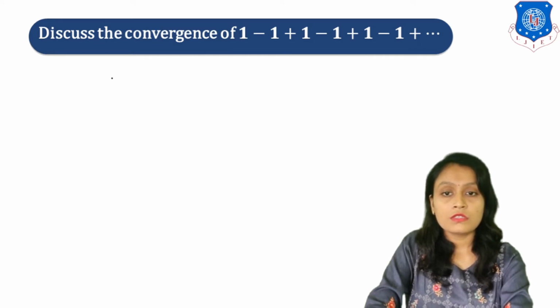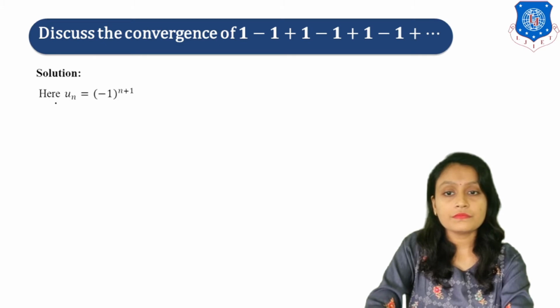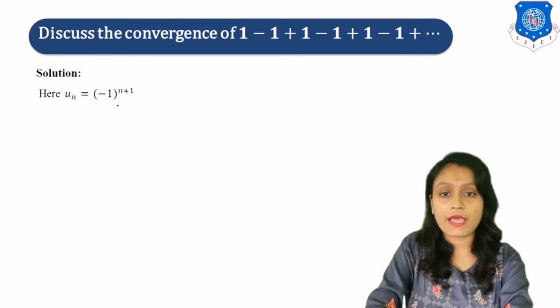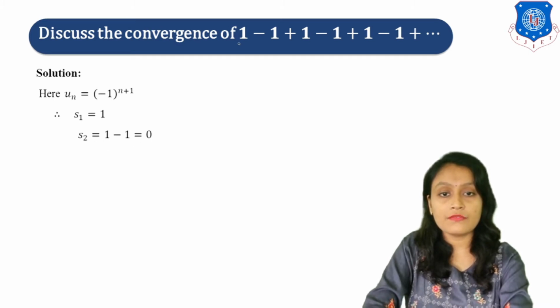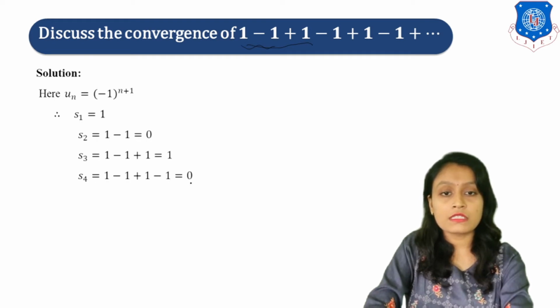So, here un is given, that is (-1) raised to n plus 1. Okay. Now, firstly S1. So, you will get here 1. Next S2, the partial sum of the first two terms. You can see from here also 1 minus 1, so it is 0. Then S3, the partial sum of the first three terms. So, from here 1 minus 1 plus 1, which is 1. Similarly, S4 is 0.